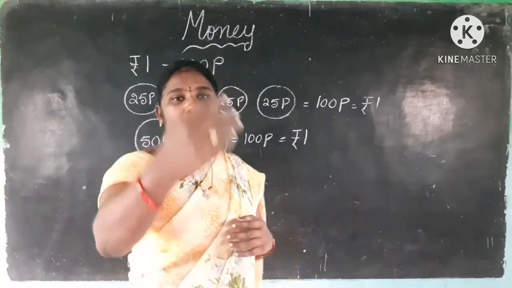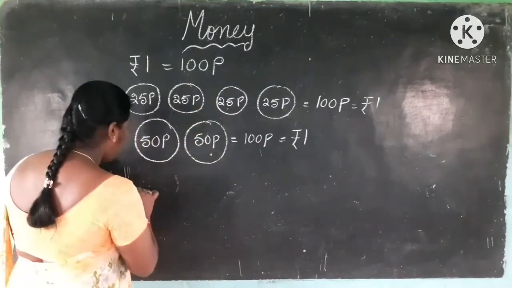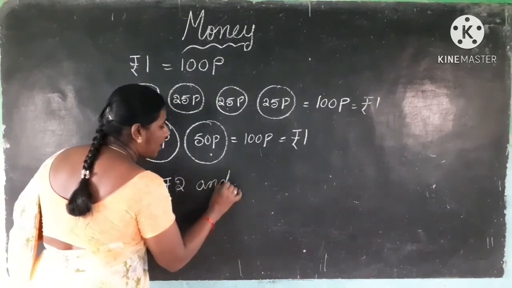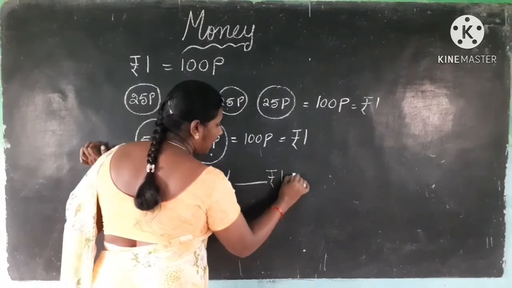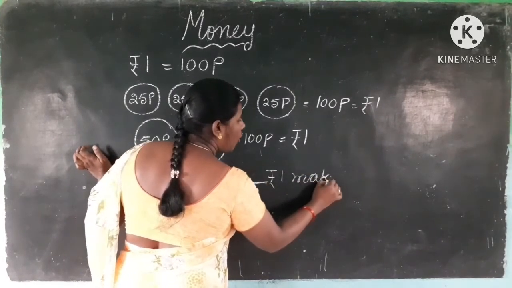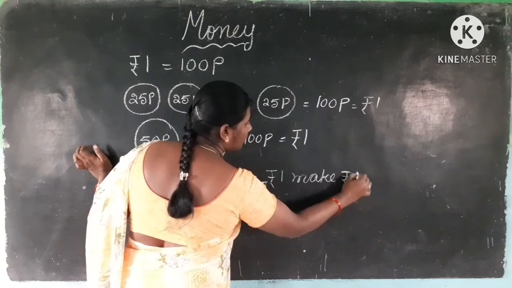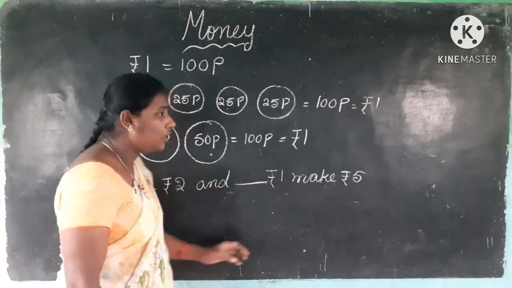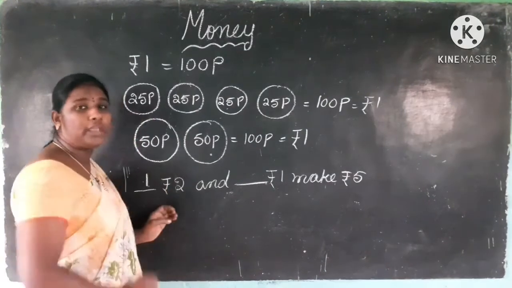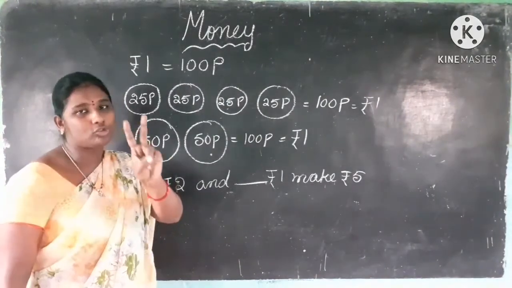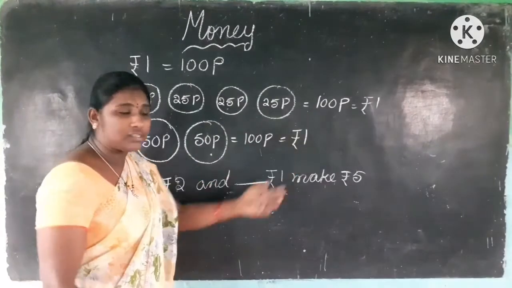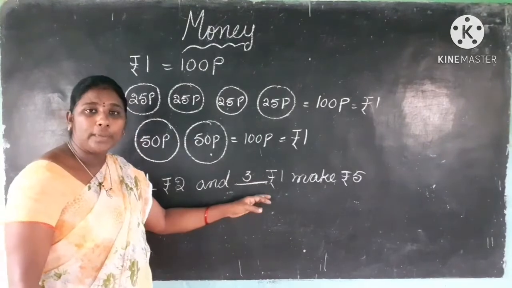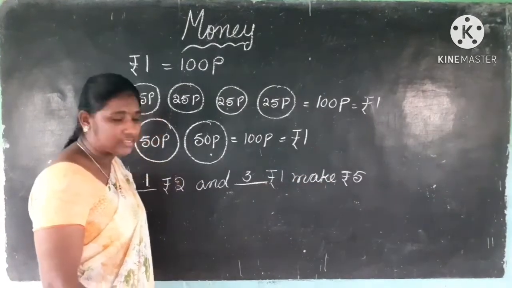Suppose we want to make 5 rupees. See, how many 2 rupee coins and how many 1 rupee coins make 5 rupees? How many 2 rupee coins will we take? How many 1 rupee coins will we take? It is equal to 5 rupees. If we take one 2 rupee coin, that is 2 rupees and we want 5 rupees. So 3 one rupee coins and one 2 rupee coin will make 5 rupees.